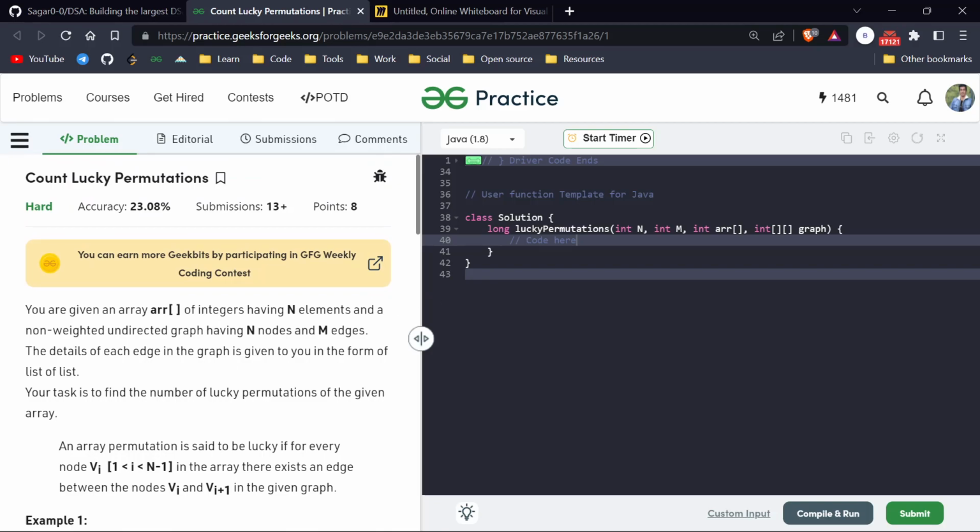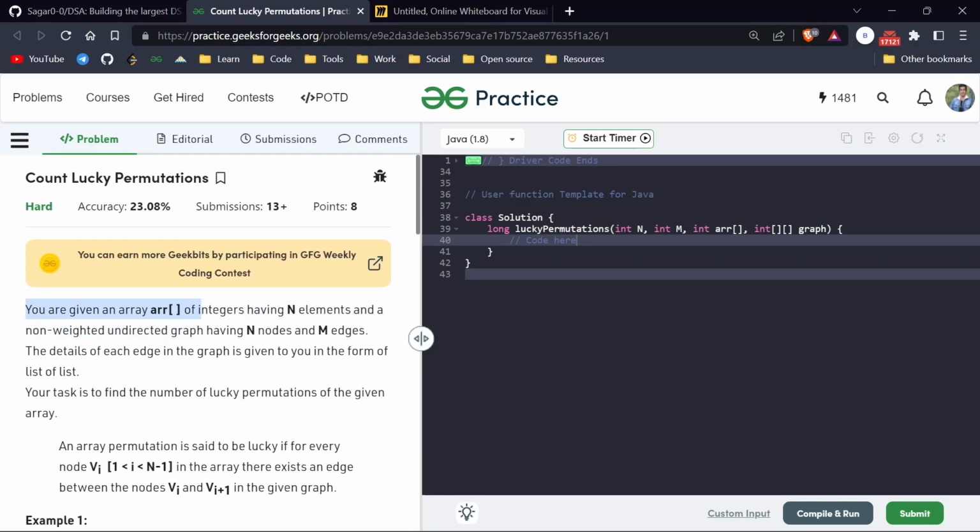So today is day 195 of our POTD series and today's question is called Count Lucky Permutations. This is given as a hard level question, and we can consider it a hard level question because the brute force approach that we will come up with is not going to get accepted. So first of all, we will just read the statement.